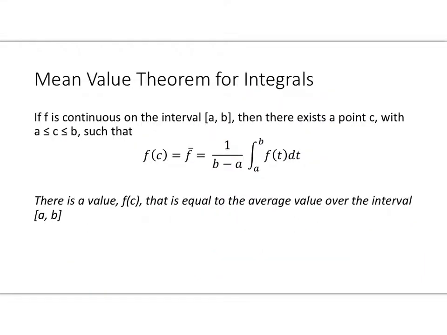So our average value theorem leads us to the mean value theorem for integrals. Remember, mean is another word for average. So if f is continuous on a closed interval a, b, then there has to exist a point c somewhere between a and b such that f of c is equal to the average value for our function, which is equal to 1 over b minus a, the integral from a to b of f of t dt. So that's saying that there's some value, f of c, that has to equal the average value on that interval.